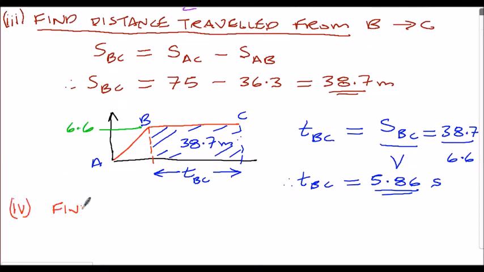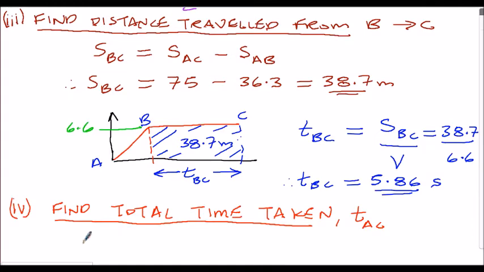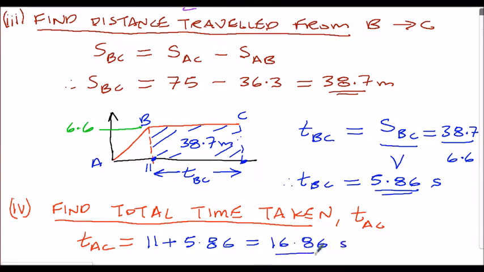So total time taken, again a symbol that would be t from A to C in my diagram. So t from A to C, just add in my values up here. You know, that's 11 seconds to this point here, and we just worked out it's going to be the 5.86 seconds. So adding those up together, we'll get 11 plus my 5.86, so 16.86 seconds. That's our final answer in this case.